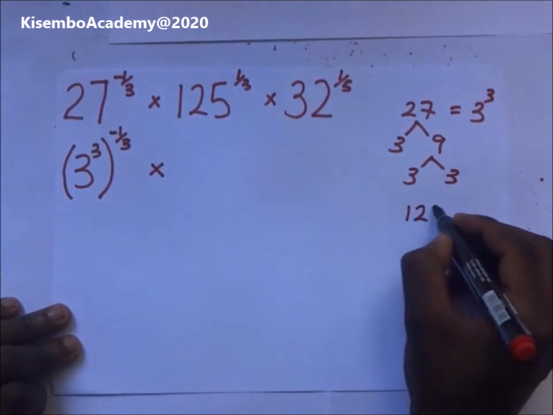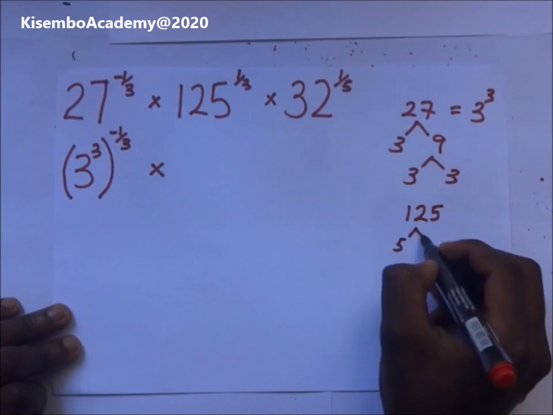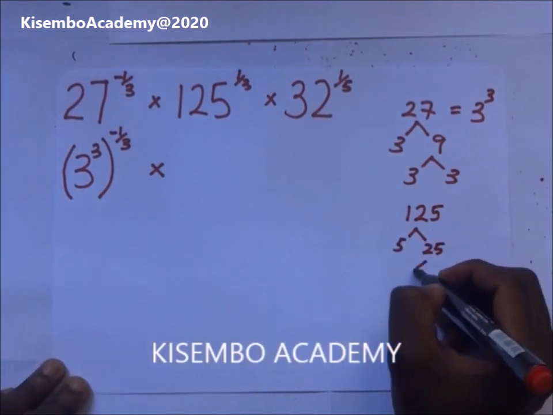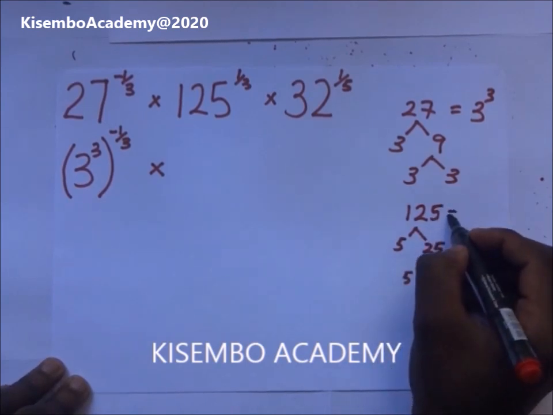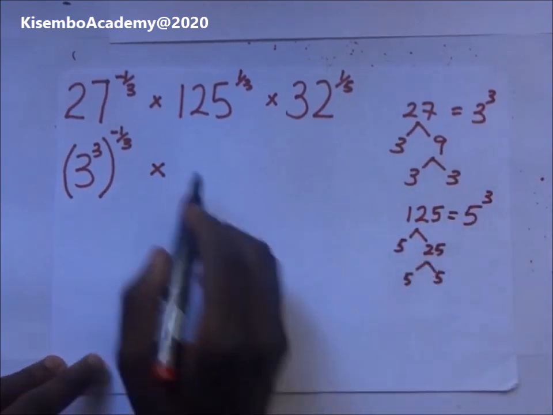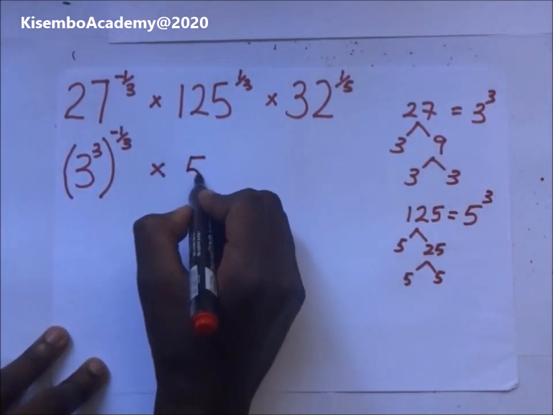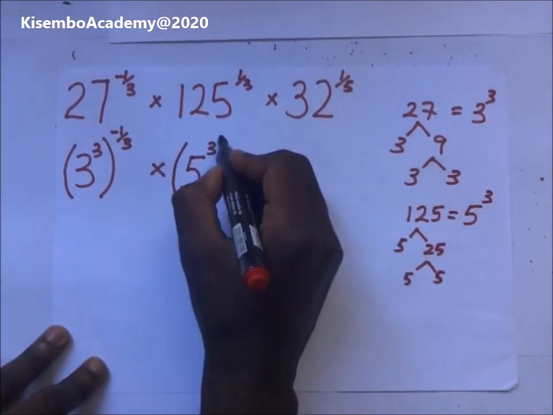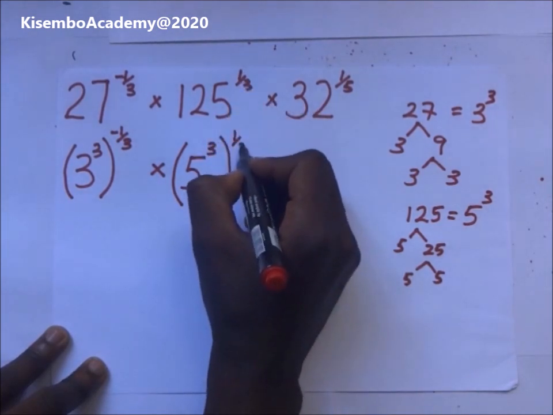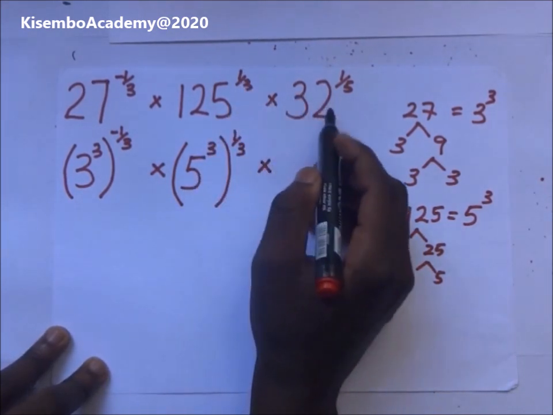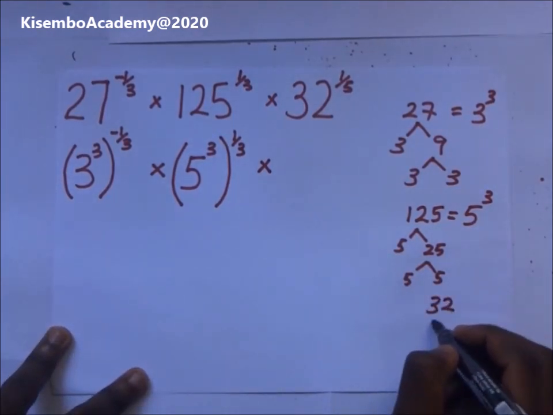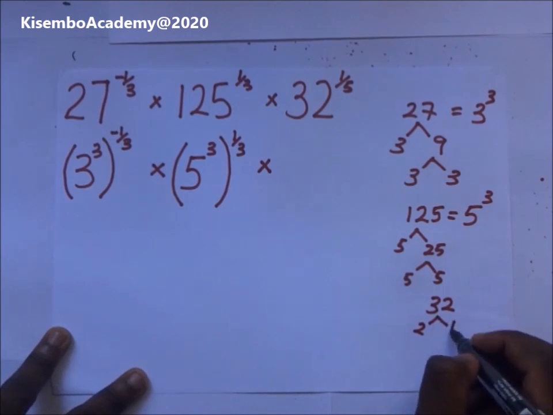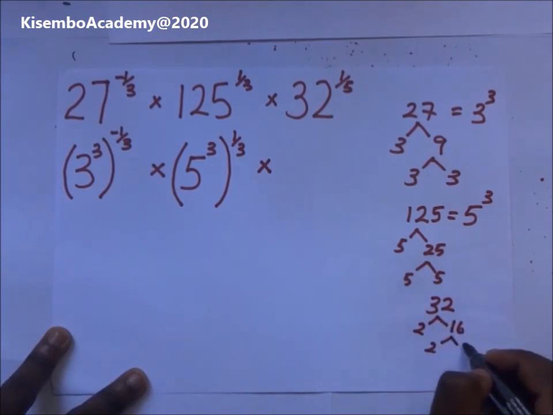Now if you factorize 125, you know that divided by 5 you have 25. Divided by 5 it's 5. So it means 125 is the same as 5 to the power 3. So this 125 is replaced by 5 to the power 3, and all this is to the power third. Multiply that by 32. So likewise we factorize 32. If you look at 32 divided by 2, it will give you 16. Divided by 2 will give you 8. Divide by 2 will give you 4.